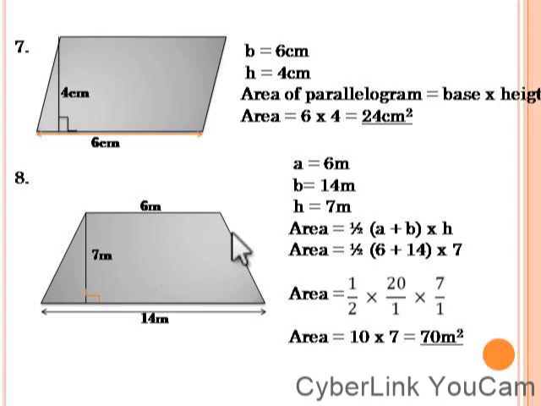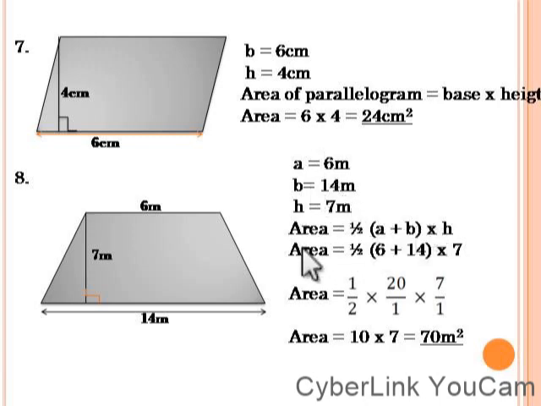Now, number 8, we have a trapezium. Okay, trapezium, we have the A part of it, just like we explained previously, as 6 meters. Then the B part of it, 14 meters. Then the height is 7 meters. The area of a trapezium is given as half bracket A plus B times height. Let's apply these values in our formula here.